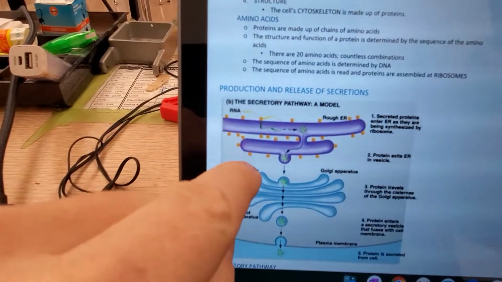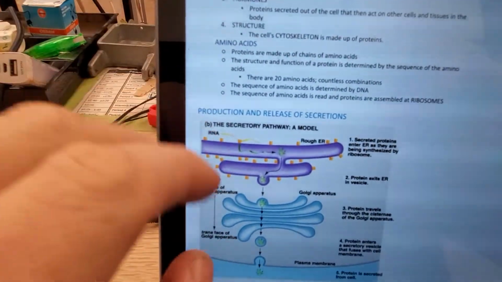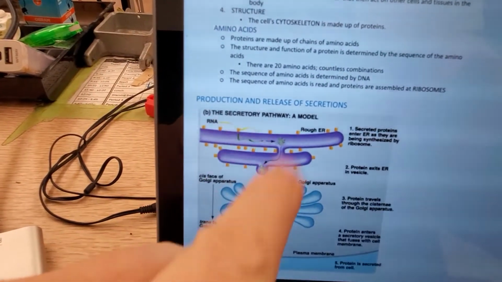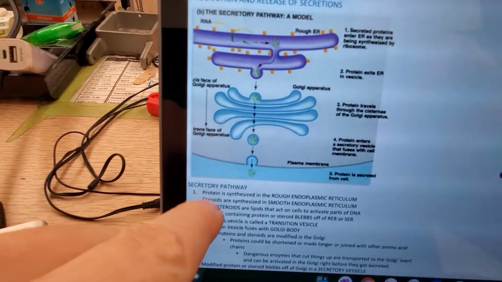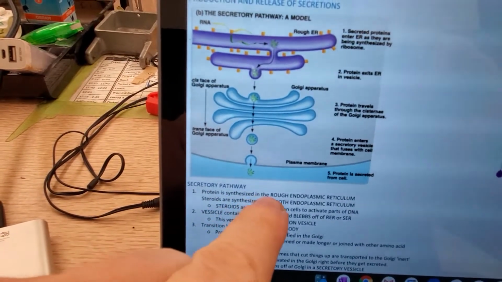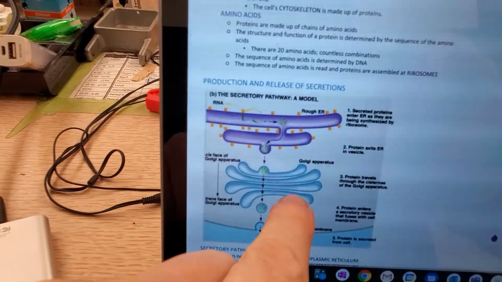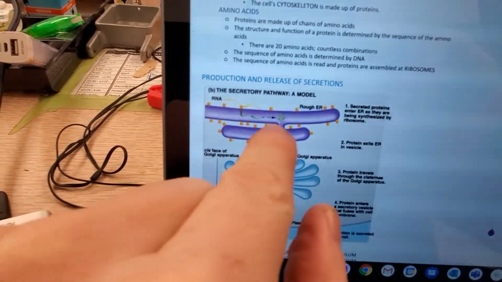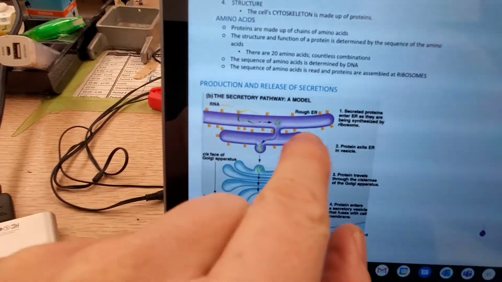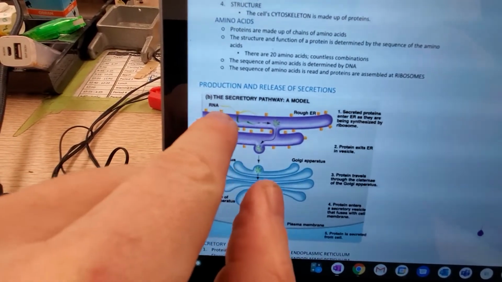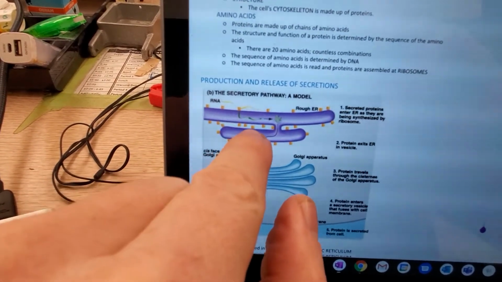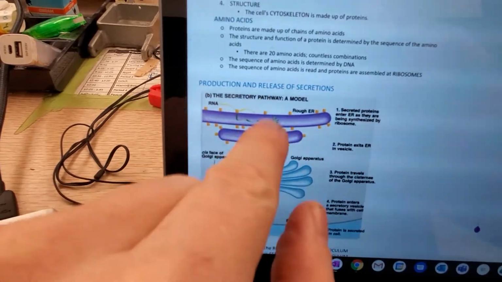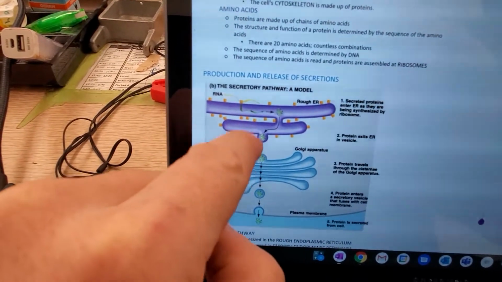So now what happens once they've made the protein? They have to release the protein. So this is called the Secretory Pathway. Proteins are synthesized in the rough endoplasmic reticulum. It's this double membraned thing that's right outside of the nucleus, and it's got ribosomes in it. Those little yellow dots are ribosomes. So proteins are made in the rough endoplasmic reticulum.